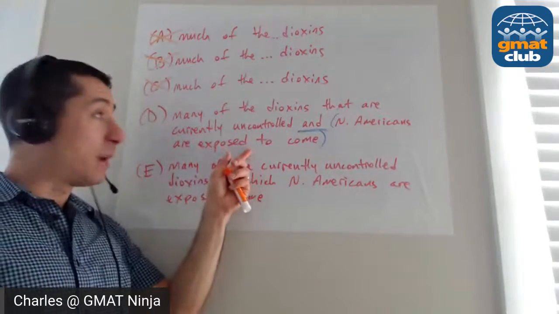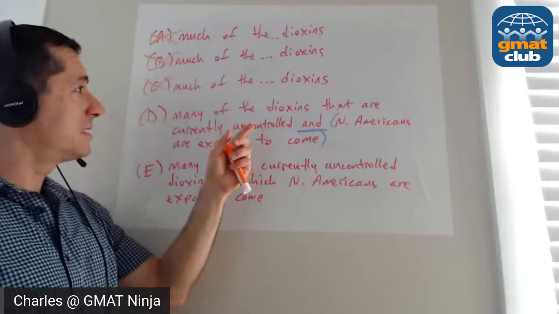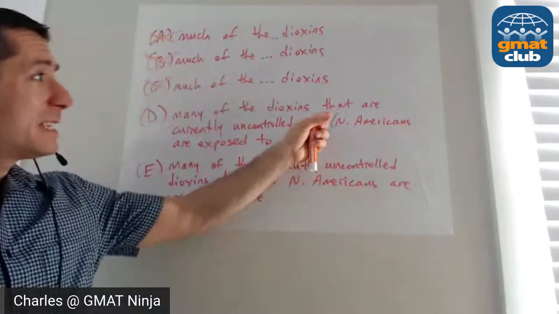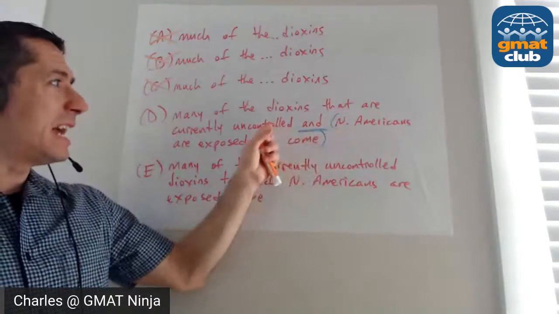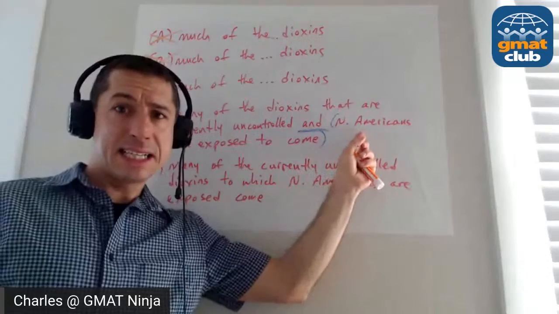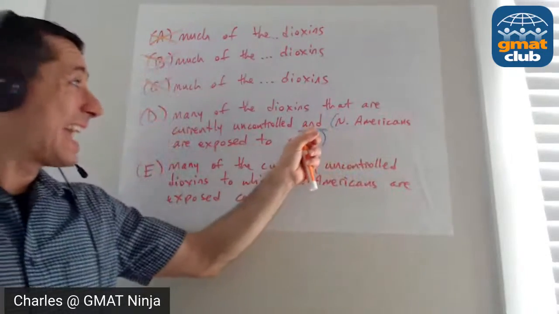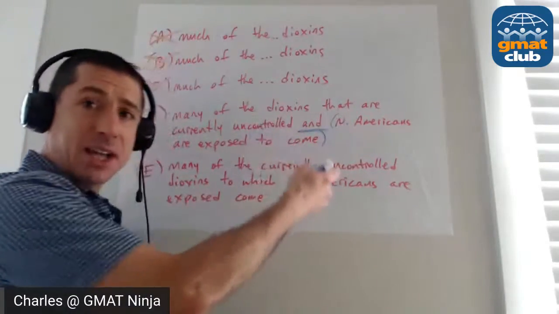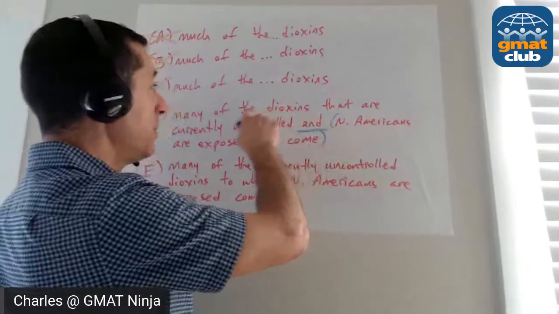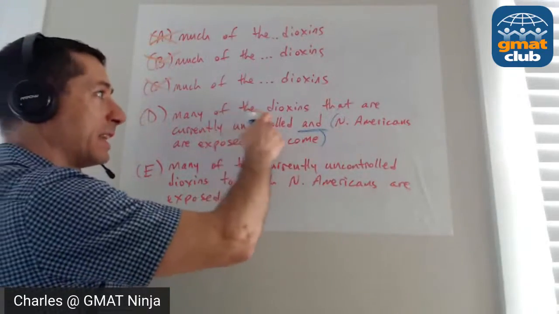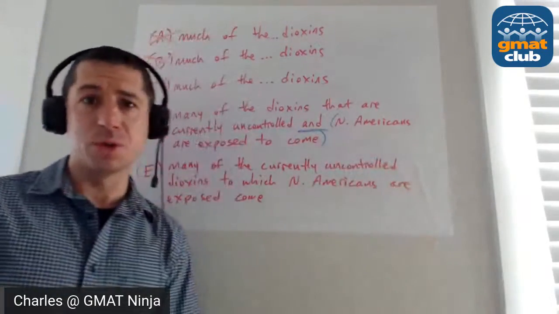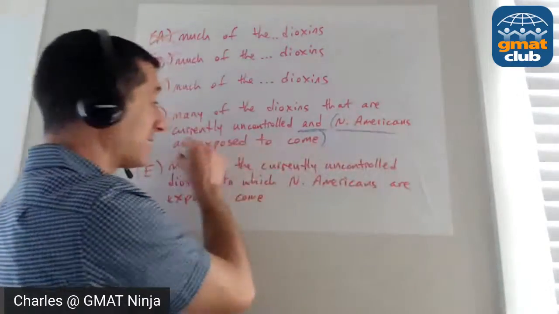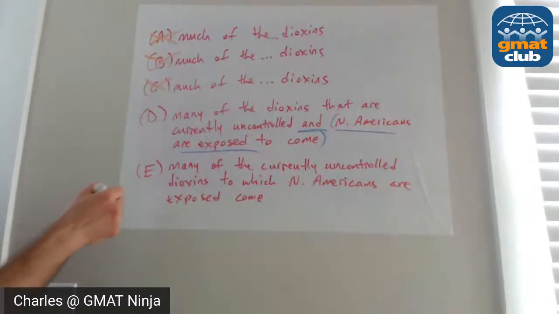Something has to be parallel to that. What is it? Many of the dioxins that are currently uncontrolled. I don't really see anything. The temptation is to say we're modifying the dioxins here, but we're not. This isn't contextualized as a modifier. If this says "and that North Americans are currently exposed to," now we can talk. Now that might be parallel. Many of the dioxins that are currently uncontrolled, many of the dioxins that North Americans are exposed to would be parallel in this case. Without the "that," we don't have anything parallel to this little funky clause. For that reason, D's out.